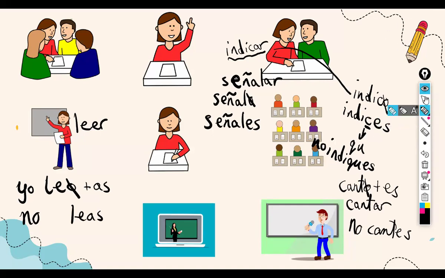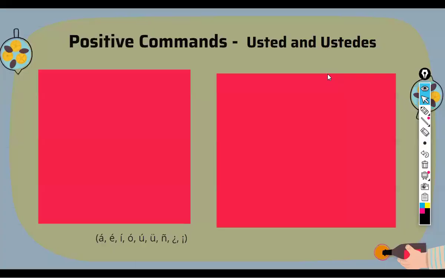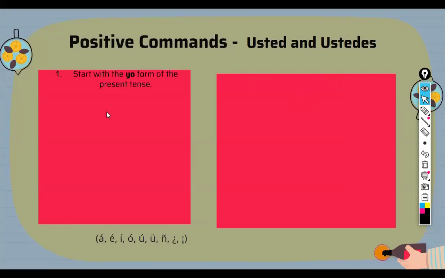All right, half a minute and we're going to usted. So this screen is going to give us a lot of information. We're going to take it a little bit at a time. Positive commands for usted first, right? So again, we start with the yo form of the present tense. We take off the O ending and we add the opposite usted ending, right?